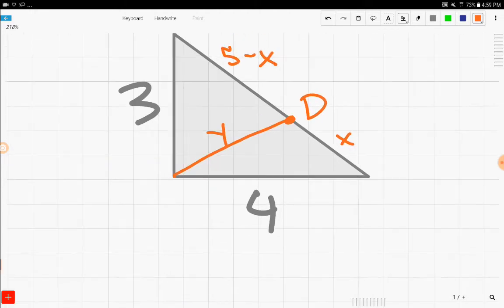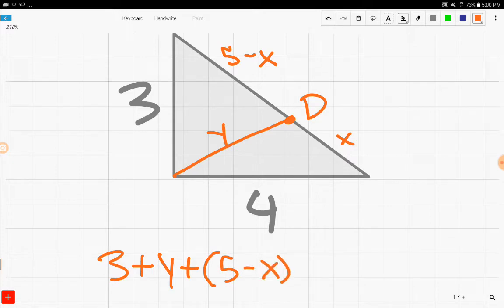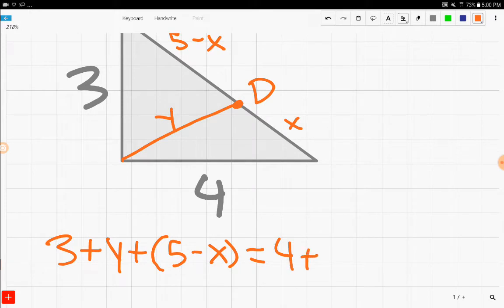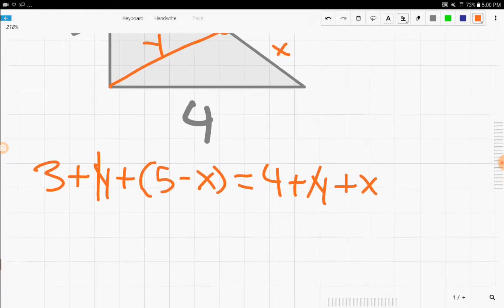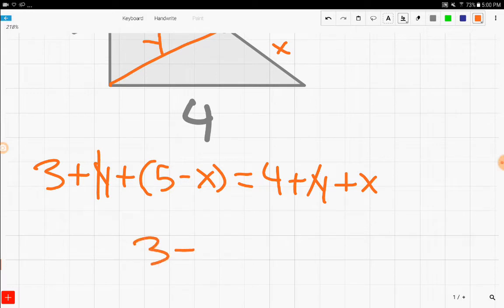And now we know the perimeters of each of them. This perimeter up here has a perimeter of 3 plus y plus 5 minus x, while the other one, since they're equal, is 4 plus y plus x. And now we can see what we can do. So the y's cancel out, which is nice. And we're left with 3 plus 5 minus x equals 4 plus x.